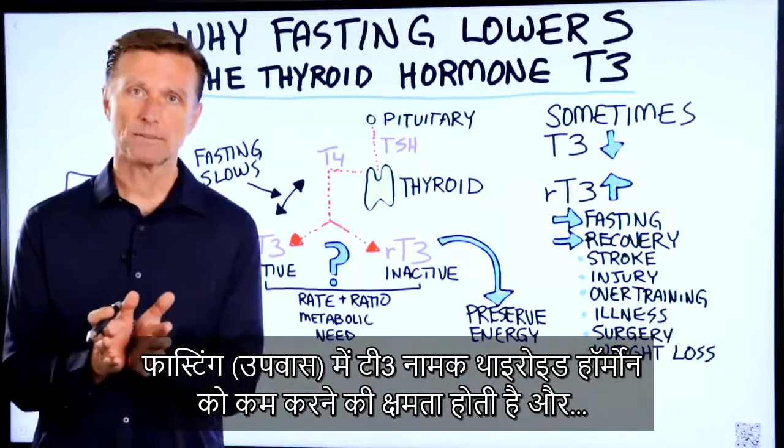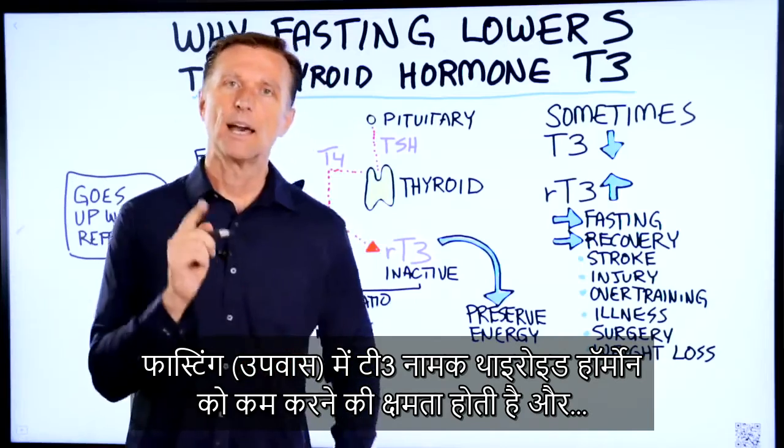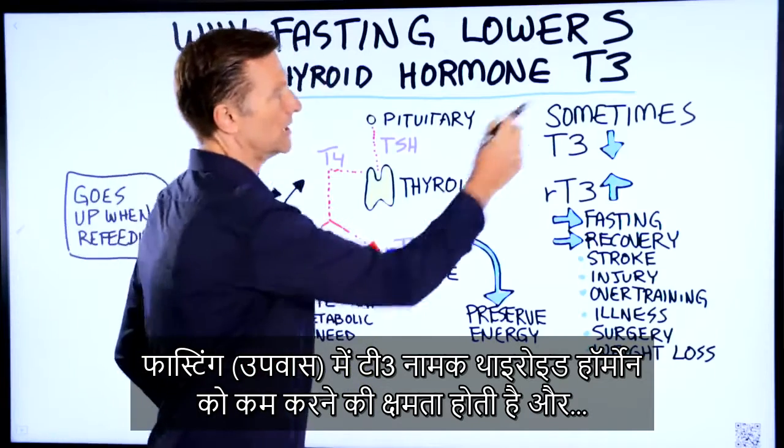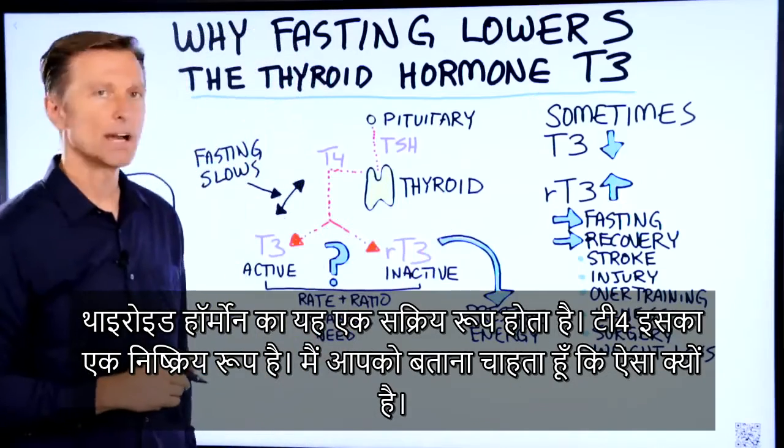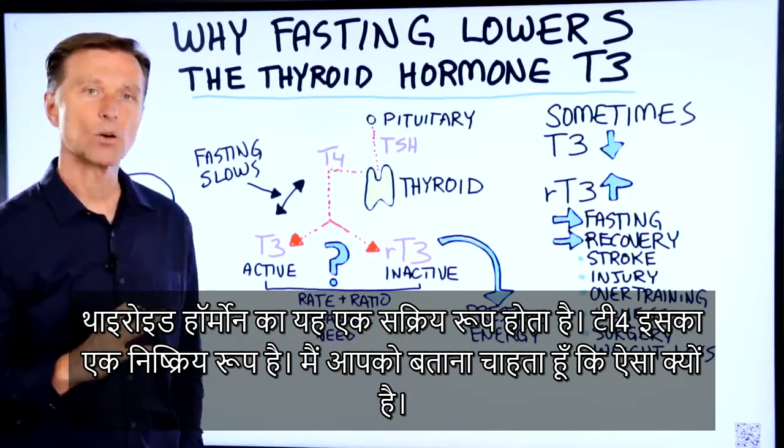So sometimes going on a fast has the potential to lower a thyroid hormone called T3, and that's the active form of the thyroid hormone. T4 is the inactive version. So I want to explain why that is.